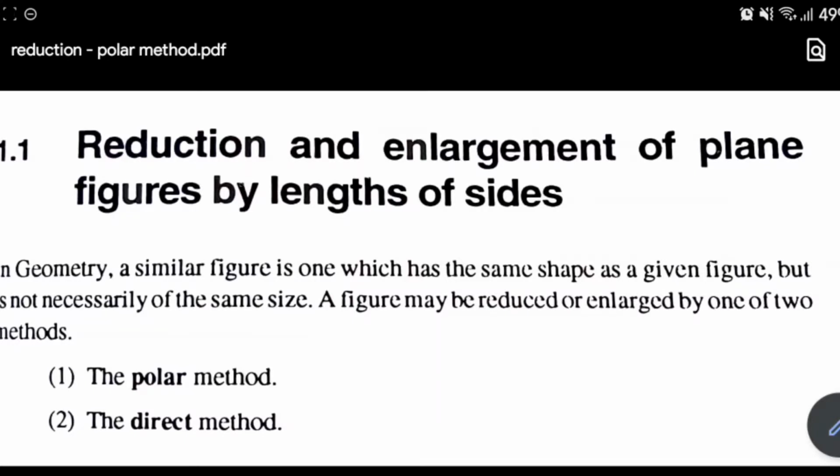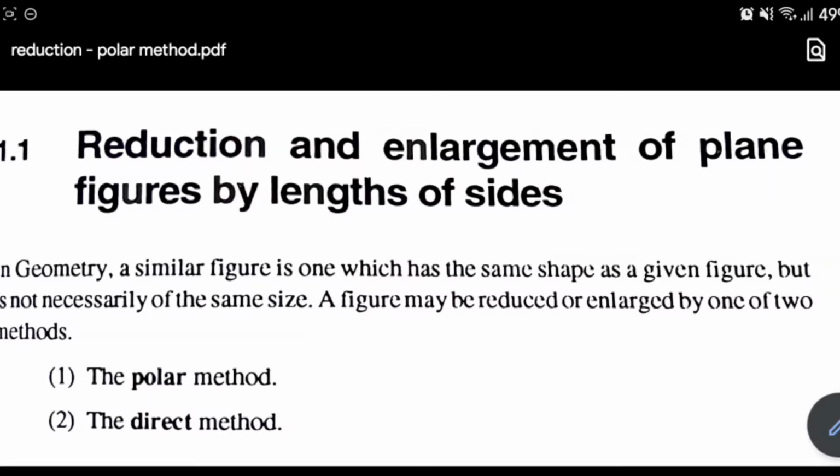So these two methods here that we're going to be looking at, the polar method and the direct method, they're used for reduction and enlargement of plane figures by length of sides. So in the future, if a question is set on the same topic here, and it asks you to reduce a figure or enlarge a figure by length of side, you should be able to know which method can be used for length of side. Alright, so that's important.